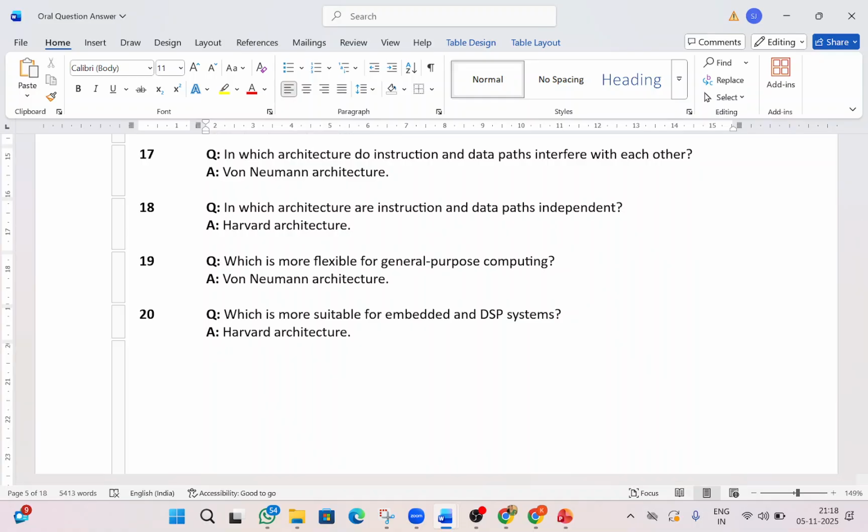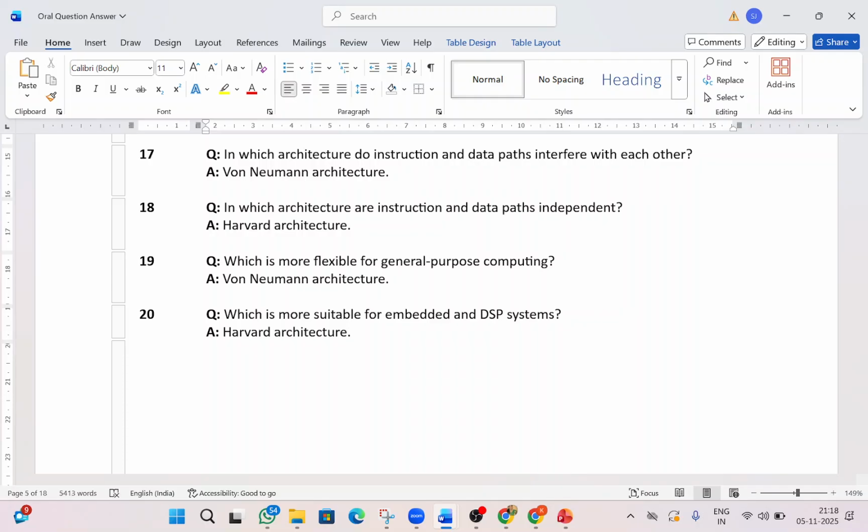Next question. In which architecture are instruction and data paths independent? Harvard architecture, because we are using separate memory and separate bus. So the answer is the Harvard architecture.